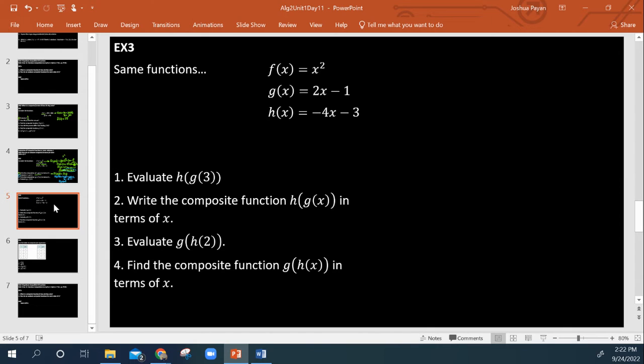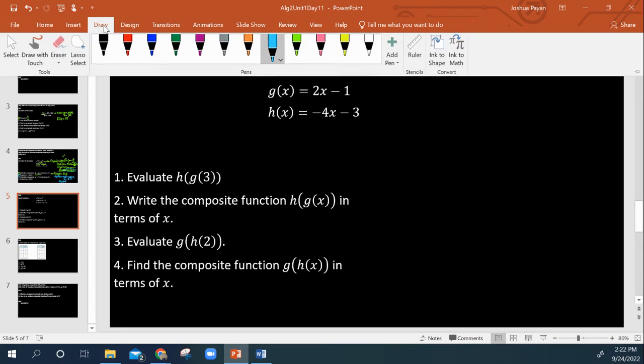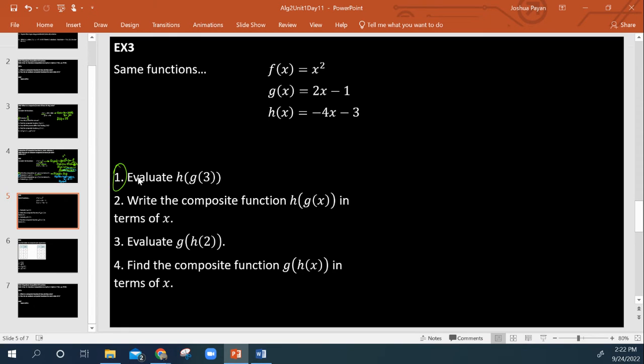Let's look at a few more examples with the same three functions. I skipped over some examples previously, but I think they're kind of redundant. I think from that you can deduce a whole bunch. So now we're going to do h of g of 3, right? So there's two ways to do this.